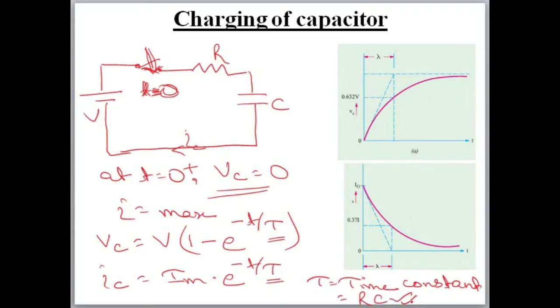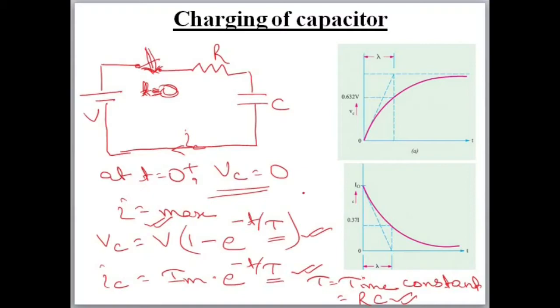What is the time constant of a capacitive circuit? RC. Why are we connecting this R in the circuit? In the previous circuit I had not shown R. Because at the time of t equal to 0, current is maximum. To limit this current, we are connecting this resistance. Otherwise this current will be infinite, a very large amount of current will flow. To limit this current, we are connecting a resistance R in series. So this is charging voltage, charging current and time constant.